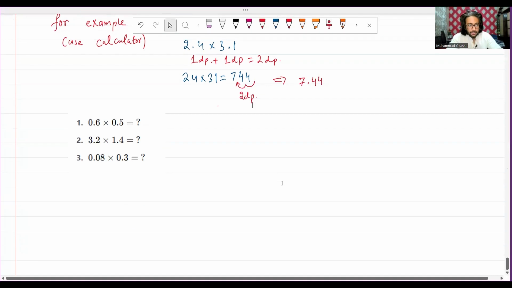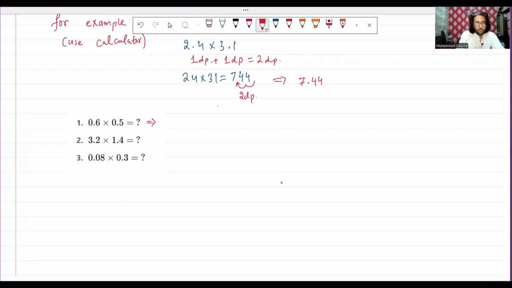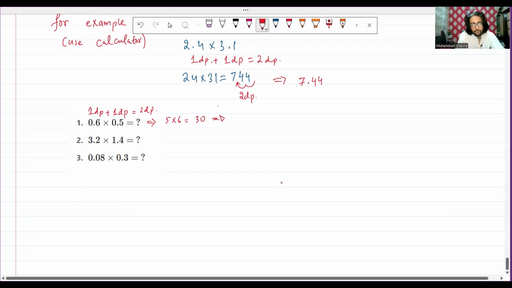Okay, let's do this. For example, forget about the decimal places. This is one decimal place, and this is again one decimal place. If I add them, I'm going to get two decimal places for the answer. 5 multiplied by 6 is 30. For two decimal places, it will be 0.30. Never write it as equal to 30, because 30 is not equal to 0.30.